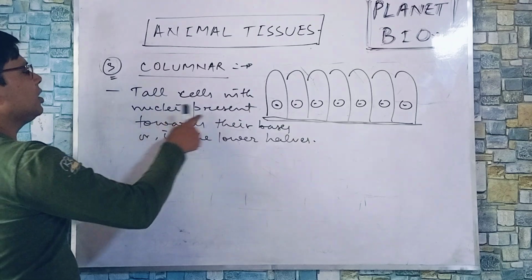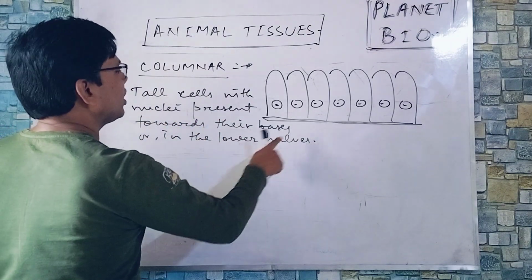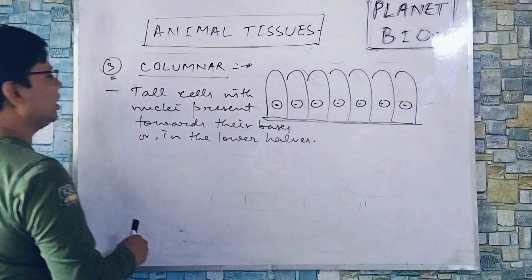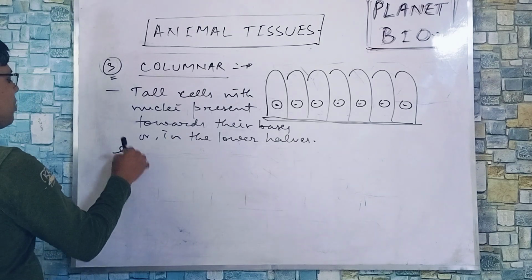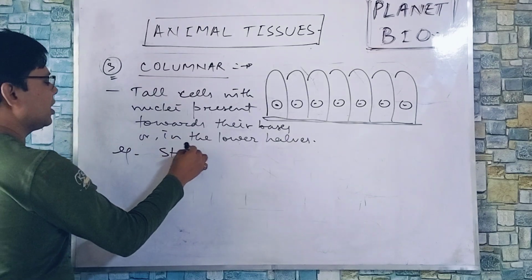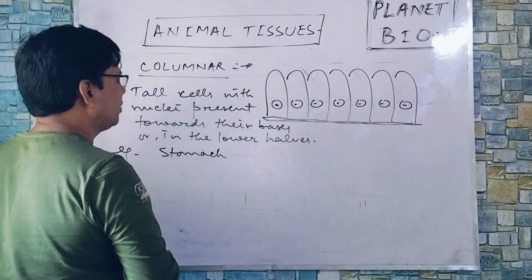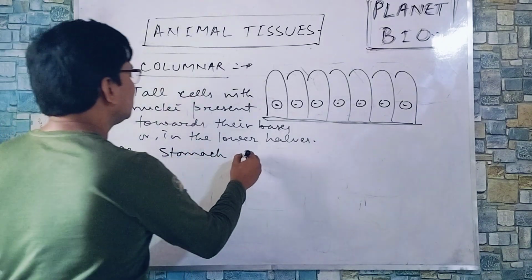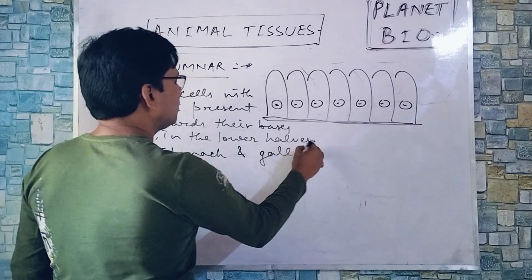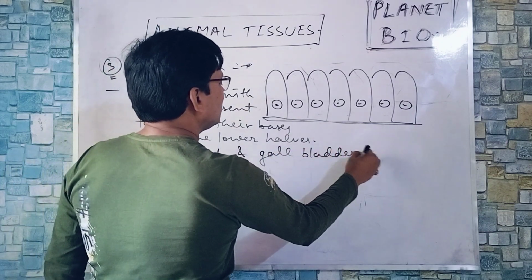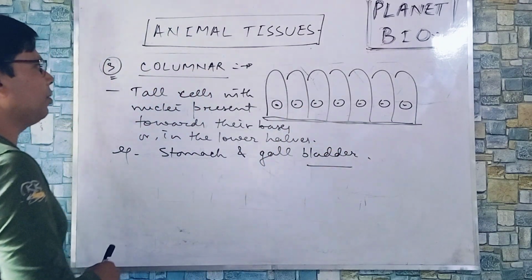Tall cells with nuclei present towards their bases or in the lower halves. Okay, columnar. An example, wall of stomach you can write. Gallbladder. Very good. Function, secretion and absorption. No problem.